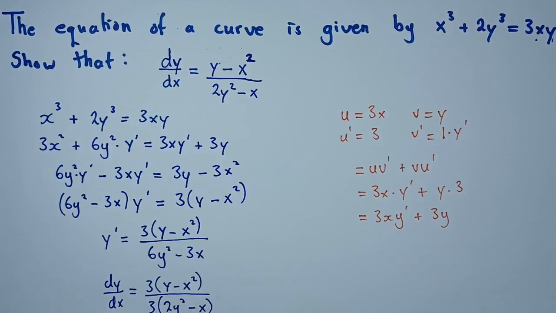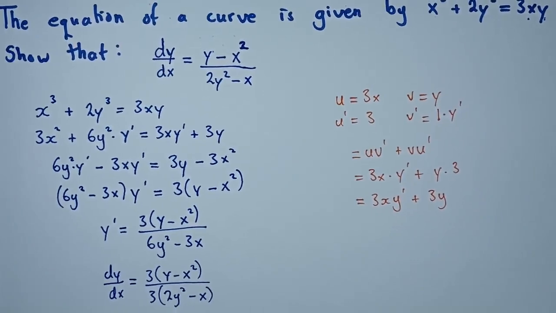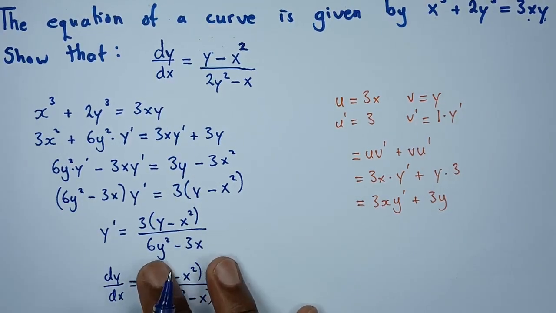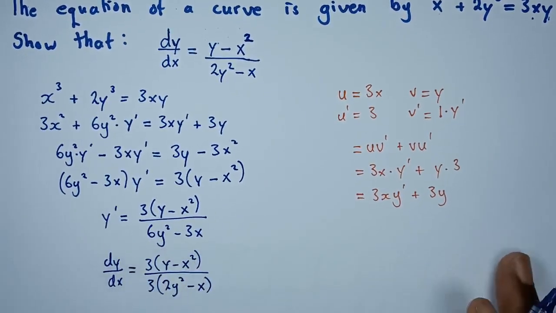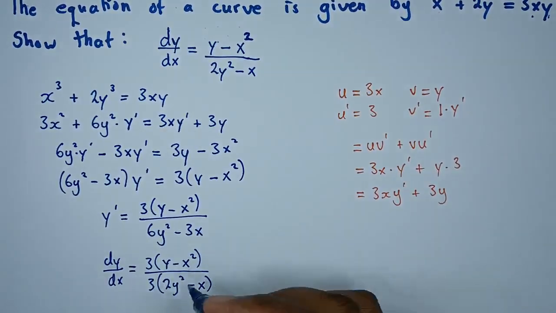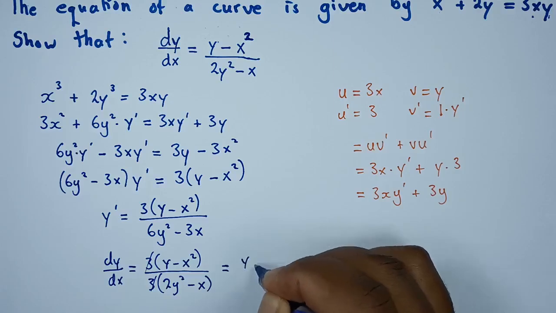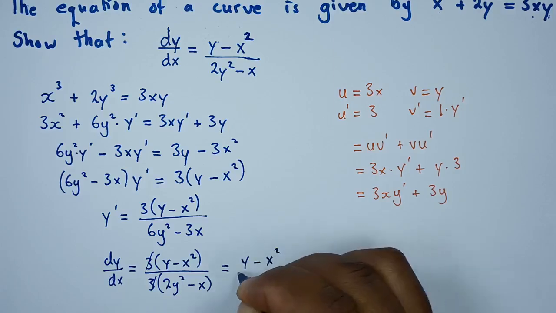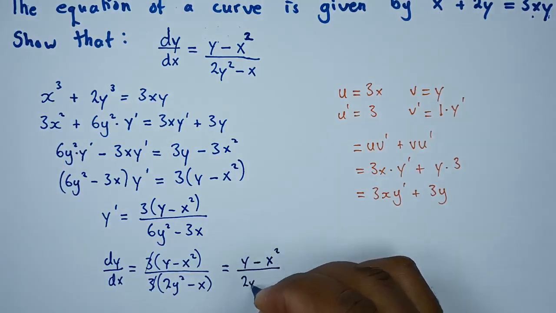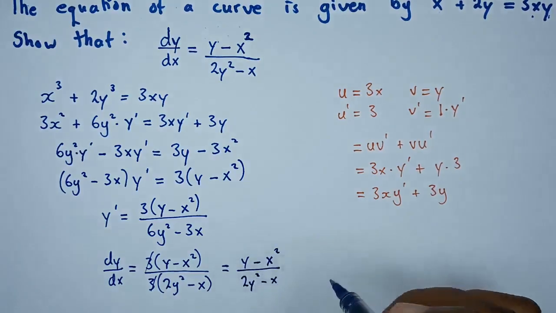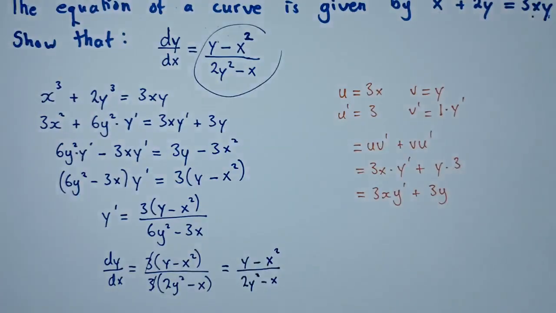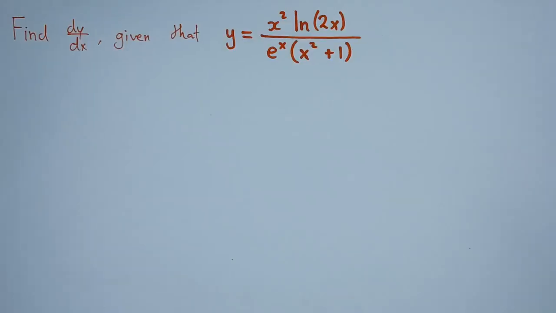Then the 3 can cancel out, meaning that this whole expression can just reduce to what we are supposed to find. So if the 3 cancels out, this will just result in y minus x squared divided by 2y squared minus x, which is that expression. So just like that, we have shown that dy dx is given by this expression. Okay.